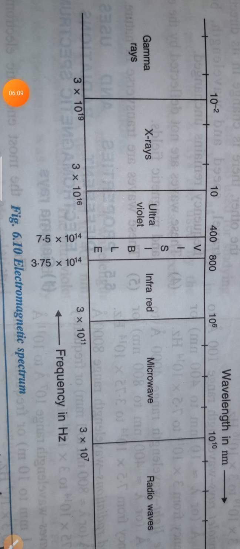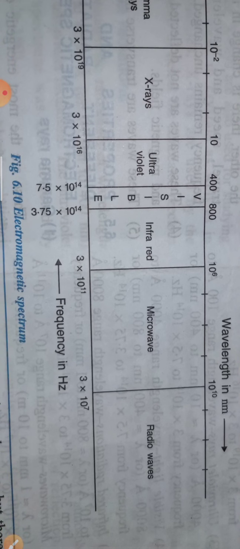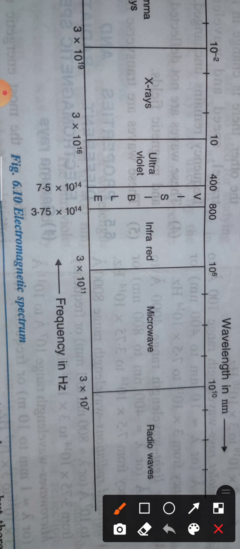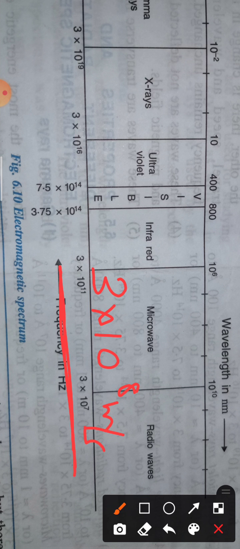The property of electromagnetic waves is that they all travel with the speed of light. The speed of gamma rays is 3 into 10 to the power 8 meter per second. X-ray is also the same. UV rays are also the same. Visible light is also the same. Infrared is also the same. Microwave is the same. So their speed is 3 into 10 to the power 8 meter per second.